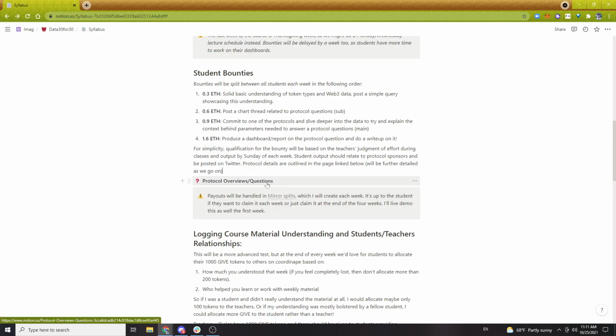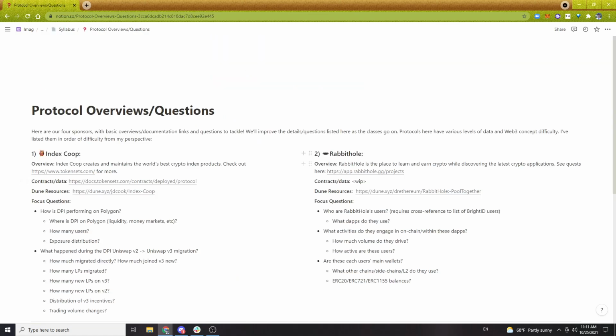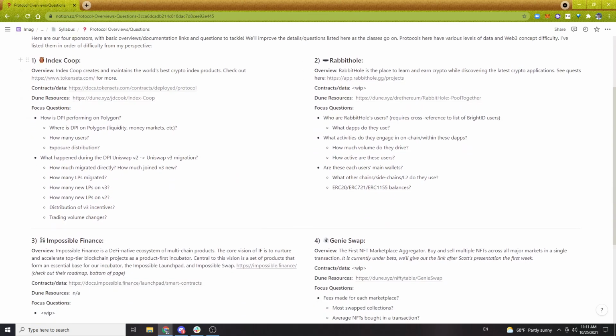Obviously we don't want to just leave it completely open-ended. So we have put together 4 protocols with overviews of the protocols, as well as anything that's already been done on Dune for them, like where their contracts sit. And we've asked them for key focus questions, questions that they would like to see answered and would like to explore more, right?